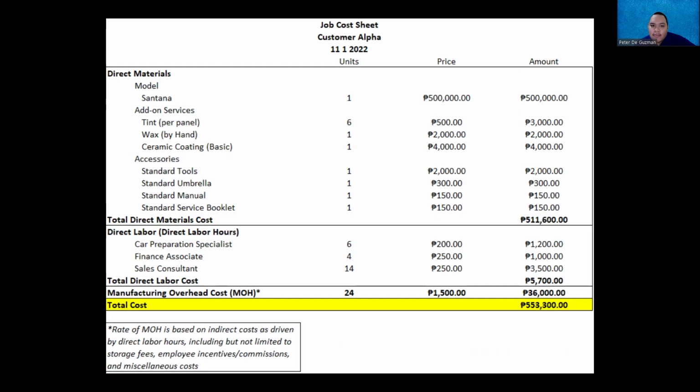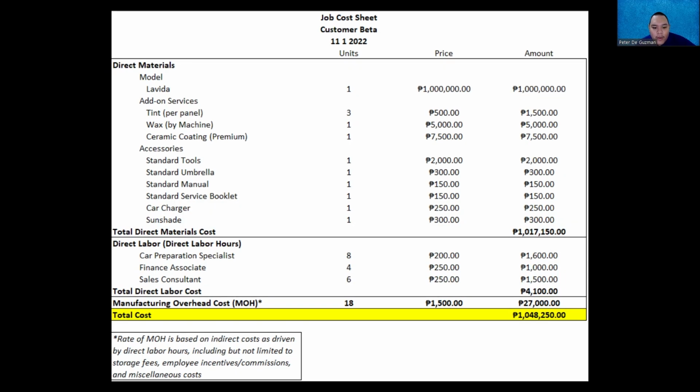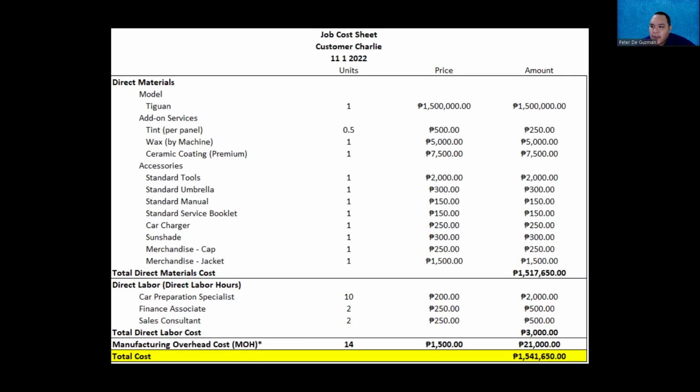Why is it that the cheap, let's not use cheap, the more affordable units required more hours from the finance associate? The Santana required 4, the La Vida required 4, but the Tiguan only required 2 hours. So what happened here, and why is this the case? Well, if you recall, in one of my discussion points earlier, I mentioned that there are 3 modes of payment: straight cash, bank financing, and in house financing.